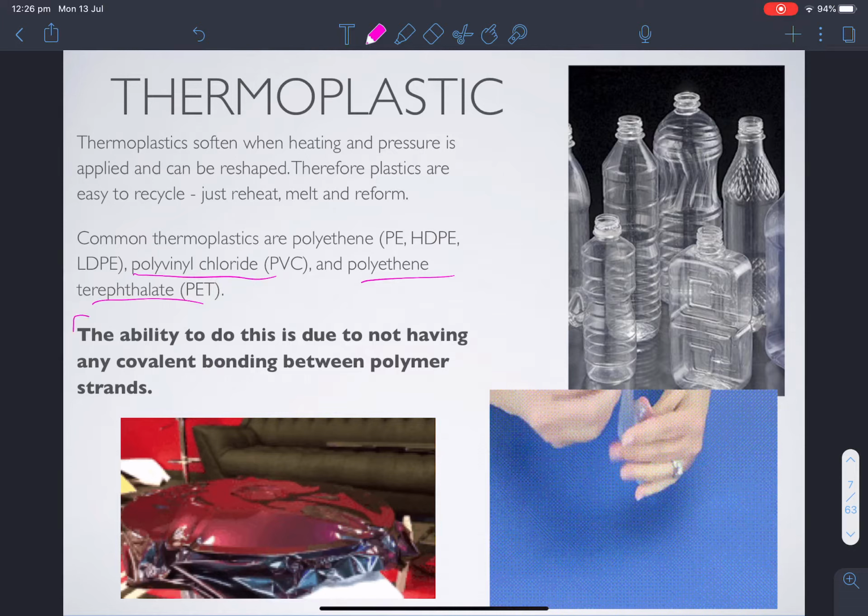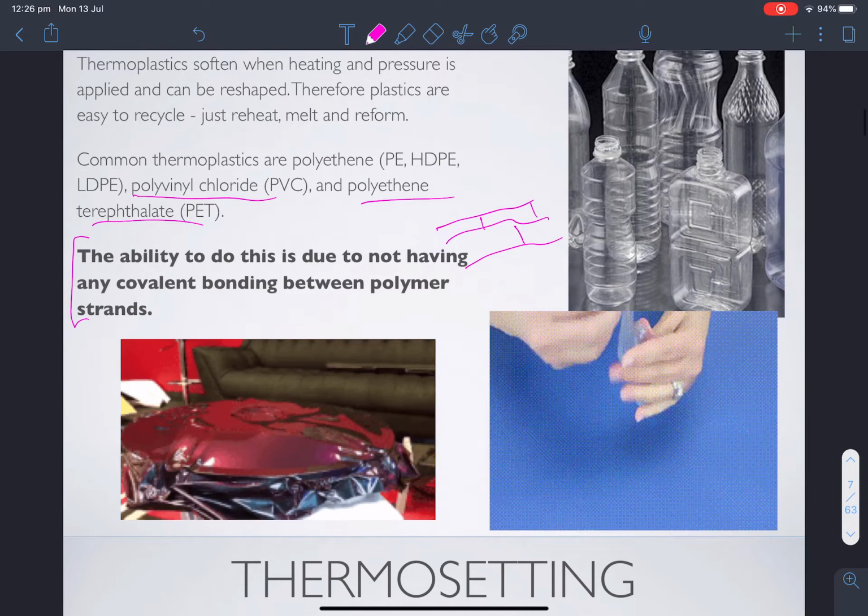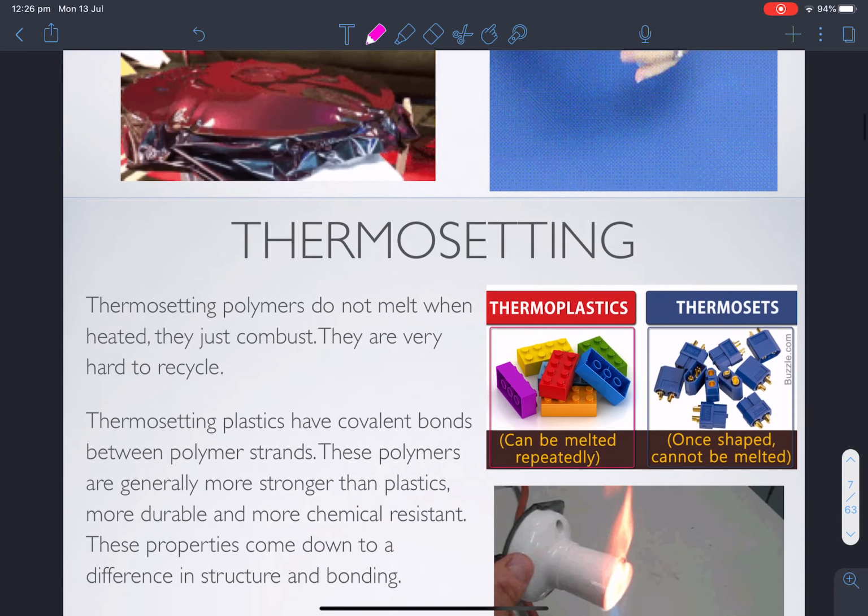The ability to melt and reform is due to not having any or many covalent bonds between polymer strands. So you have polymer strands, and they have dispersion forces next to them, and they might have dipole-dipole forces, but there's no covalent bonding between strands. And we'll talk about those other plastics more. Those GIFs don't turn out on PDFs, do they?